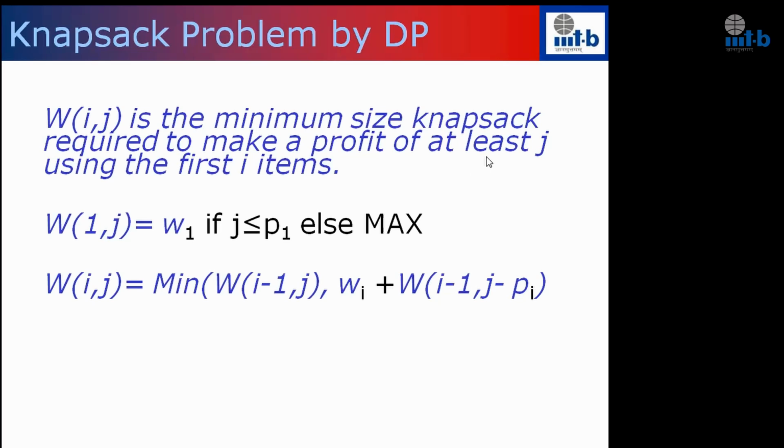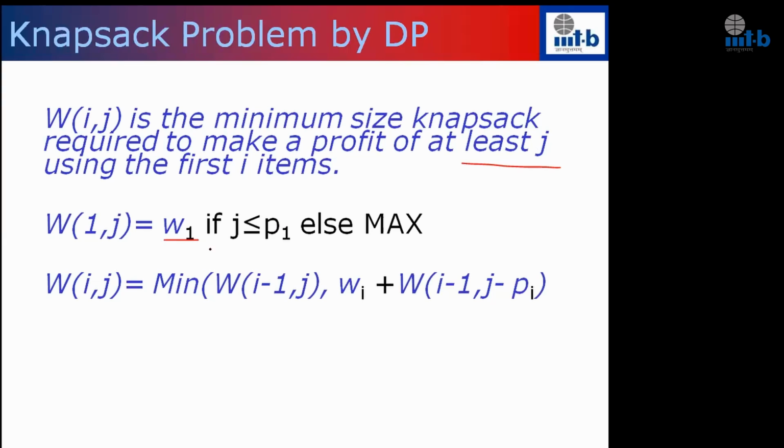Okay, so notice that here I have at least j. So anything bigger than j is allowed, but anything smaller than j is not allowed, right? So here this is at least j. Okay, if j is smaller than p of 1, so if I make p of 1, that's okay, right? Anything more than p of 1 is fine. So if you give me a knapsack of size w_1, I'll be able to make a profit of p of 1, which is going to be at least j. But if you want to make a profit which is bigger than the first item's, in that case, I can't.